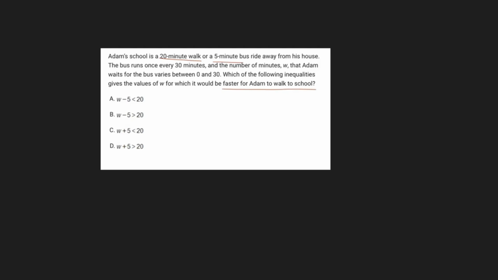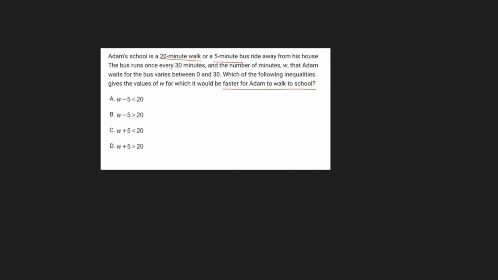Right, so the first thing you notice here is that for all of our inequalities, everything on the right side is a constant 20, right? So that represents that 20-minute walk that Adam has the option to take. Everything on the left side, therefore, represents that bus ride. So it's the 5 minutes of the bus ride from his house to the school, including that waiting time between 0 to 30 minutes. So if we want the inequality that shows that it's faster for Adam to walk to school, that means that 20 minutes is going to have to be less than whatever's on the left side, because then that shows that it takes less time, right?